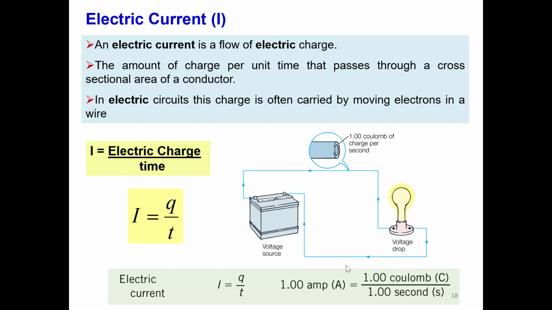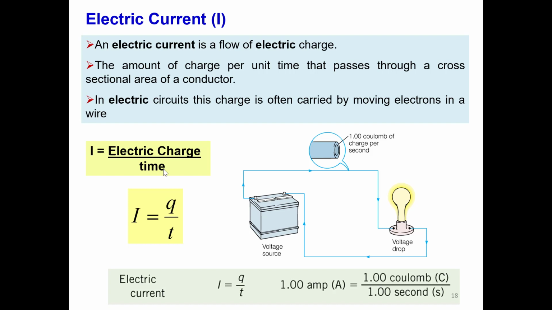Now we can define the electric current. The electric current is usually represented by the letter I and is defined as the flow of electric charge. It means the amount of charge per unit time that passes through a cross-sectional area of a conductor. It means how much charge per unit time passes through a wire, for example. This is why we can define the electric current as electric charge divided by time.